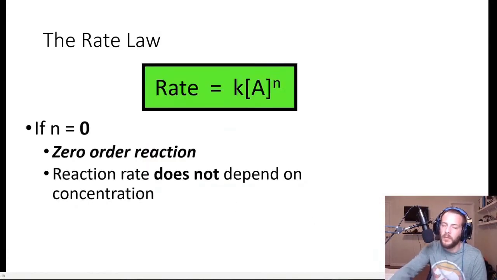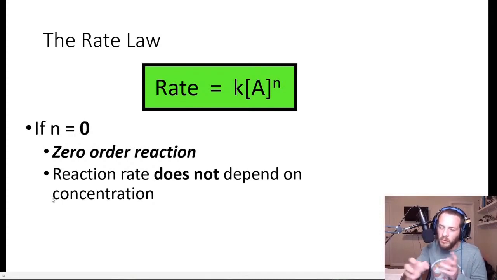Now, there are three common values of n. There are three common orders of the reaction, and we're going to discuss all three of them. So let's just say that n is equal to 0. This is called a zero-order reaction. And in a zero-order reaction, the reaction rate does not depend on how concentrated the reactant is.